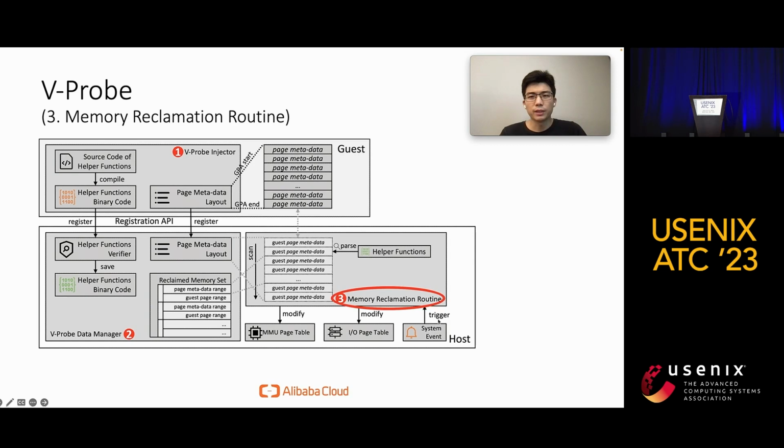The memory reclamation routine is the core logic to reclaim free pages. Its execution is triggered by system events like periodical timers or memory pressure. After the preparation of the previous steps, the hypervisor can scan and parse guest page metadata to inspect the status of each page. And the reclaimed memory set in the data manager will record the reclaimed GPA range, and it will also record the GPA range of the corresponding page metadata.